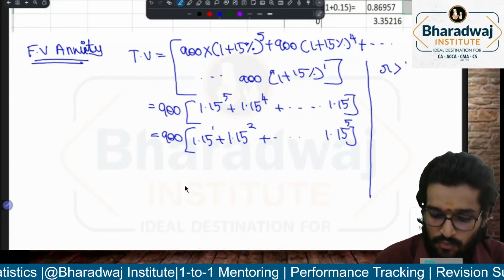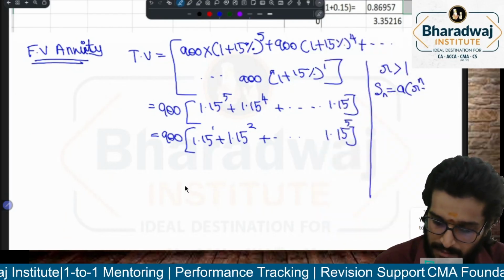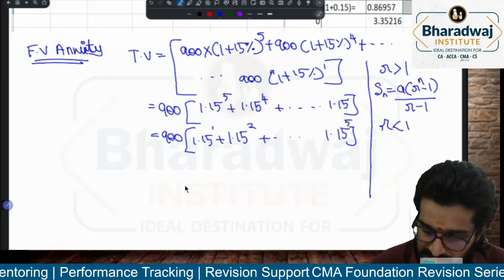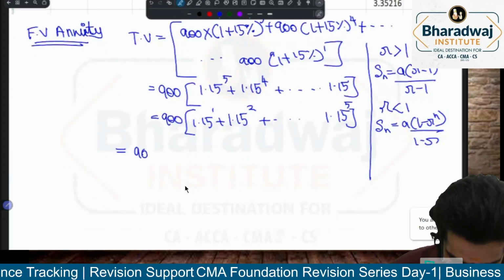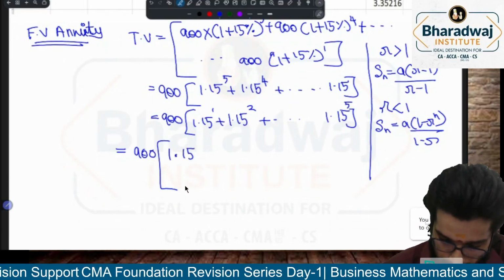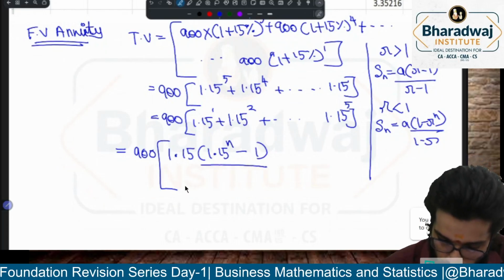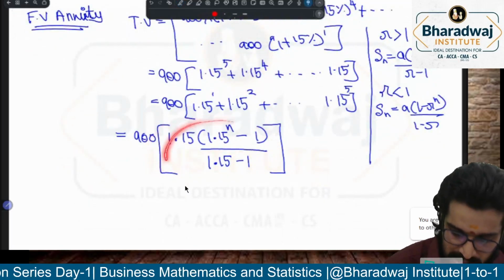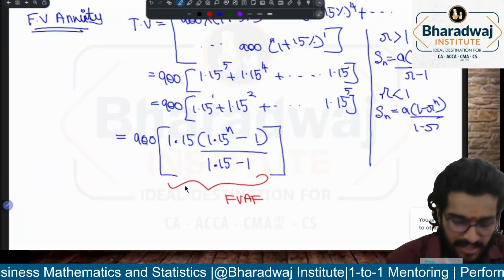If r is greater than 1, the sum is a multiplied with r power n minus 1 divided by r minus 1. If r is less than 1, if the common ratio is less than 1, the sum will be a multiplied with 1 minus r power n divided by 1 minus r. Now it will be something like 900 multiplied with, what is a? 1.15. What is r? 1.15. 1.15 power n minus 1 divided by 1.15 minus 1. In general, this is what we call the future value annuity factor. If I multiply it with 900, I will get the terminal value.